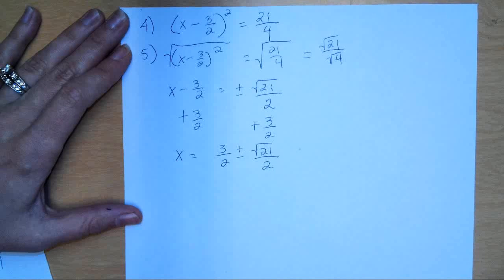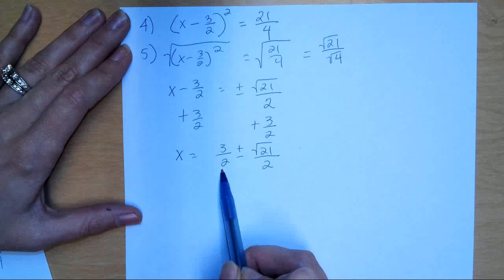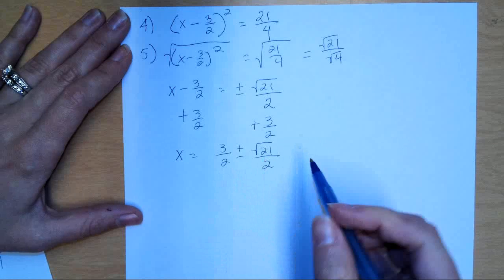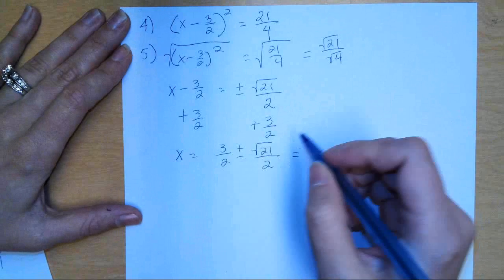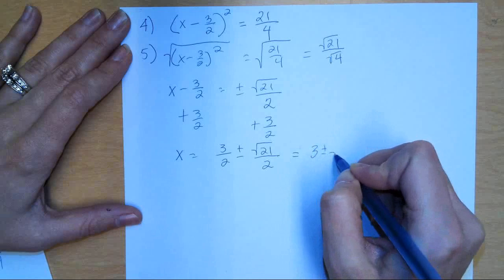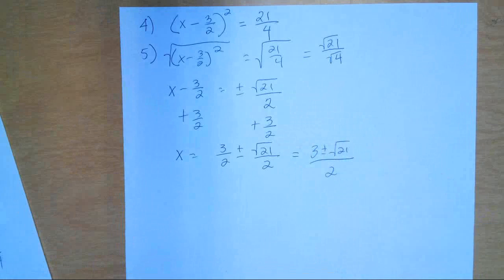Okay, so this is what we have. 3 halves plus or minus root 21 over 2. Or you could write this, and this is perfectly fine to leave it like that. Or you could write 3 plus or minus root 21 over 2. How can I put them both over 2? Because they have the same denominator, and that's what we do when we add fractions, right? You add the numerators and just leave the denominator.